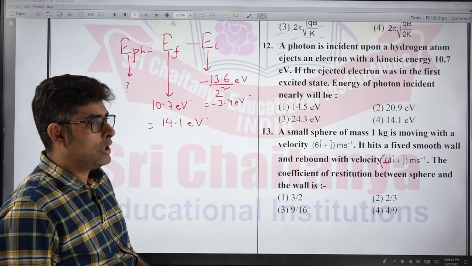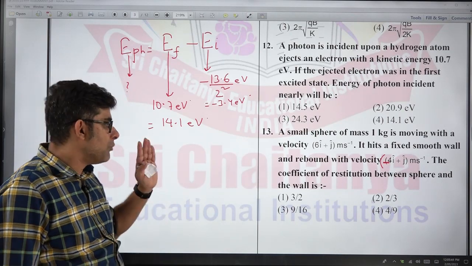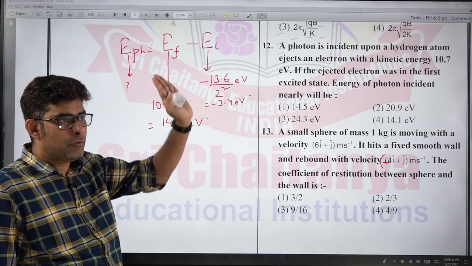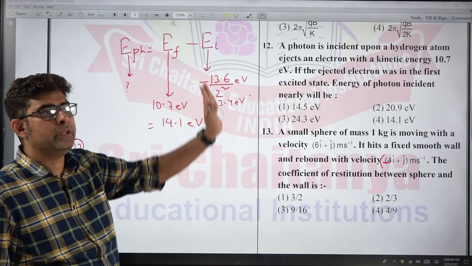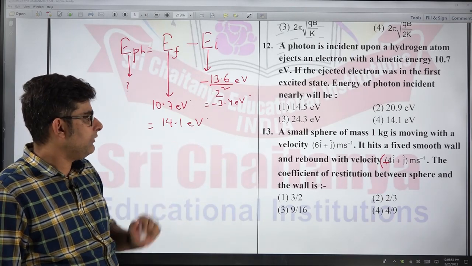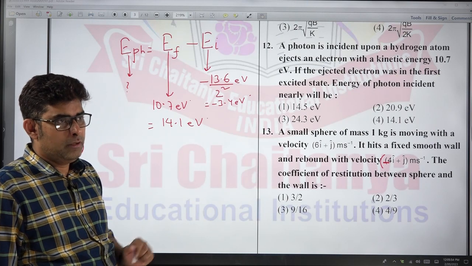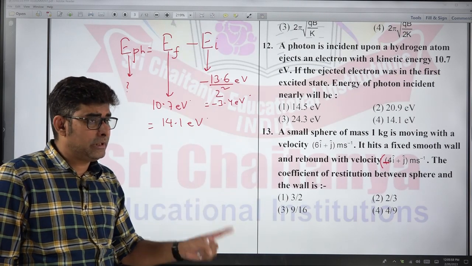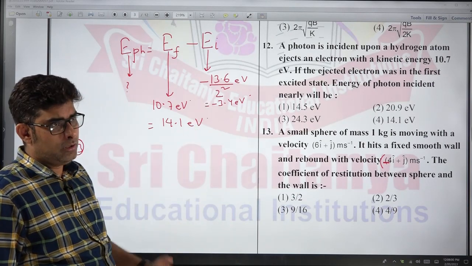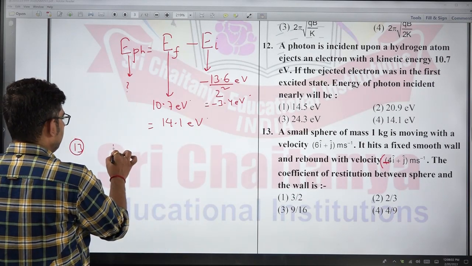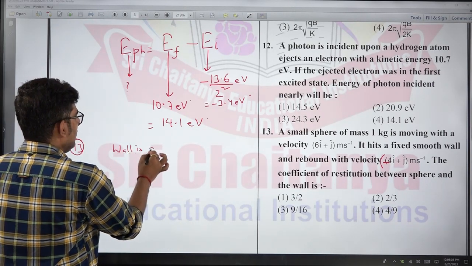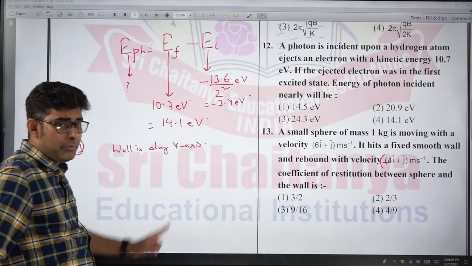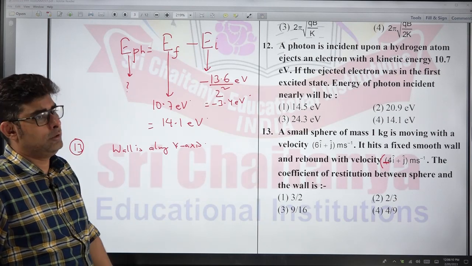Okay. Now you should not forget one thing, that the momentum change will occur perpendicular to the wall. Along the wall, because it is smooth wall, there will be no change along the wall. Can you see which component is not changing? J component. Since J component is not changing, that means it is along the wall. So we can say the wall is along which axis? Y axis. Why? Because along the wall its velocity is not changing.